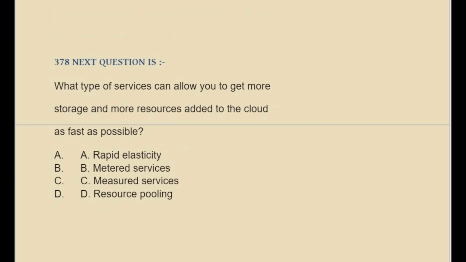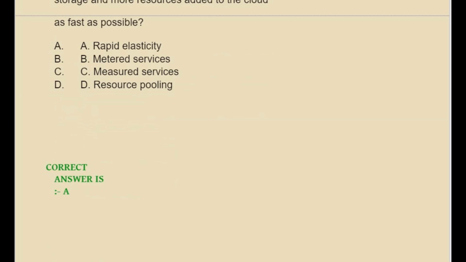Question is, what type of services can allow you to get more storage and more resources adding to the cloud as fast as possible? Option A, rapid elasticity. Option B, metered services. Option C, measured services. Option D, resource pooling. Correct answer is option A.